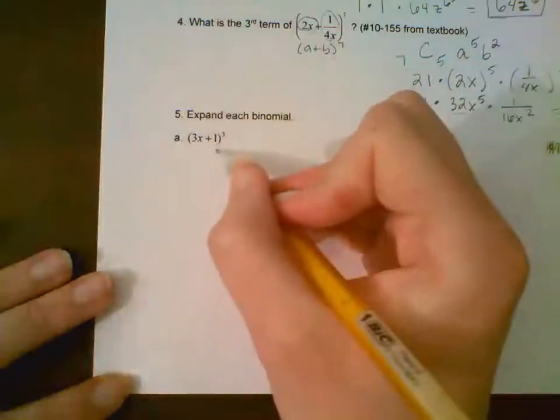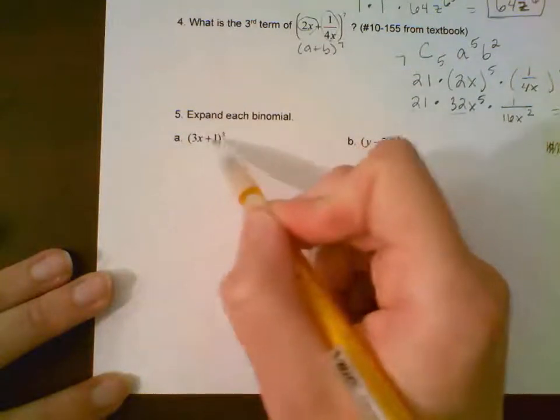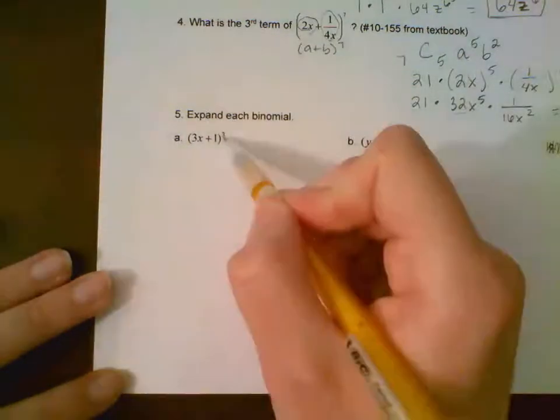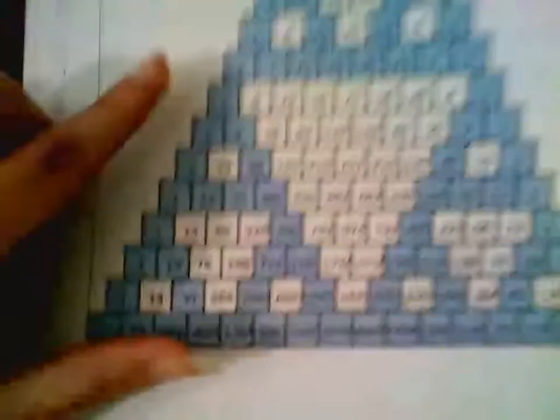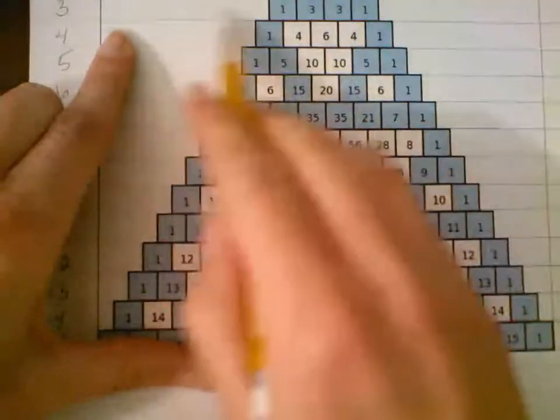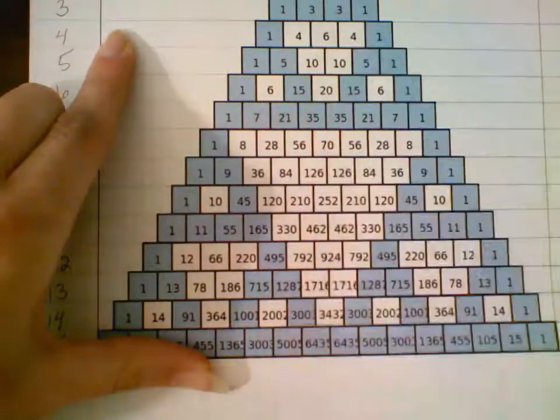All right, so first one. (3x + 1), all of that is to the 3rd power. So this is going to be from our Pascal's triangle, which you can reference. It's going to be our 3rd row here. So our coefficients are 1, 3, 3, 1. So I'm going to write those down first.